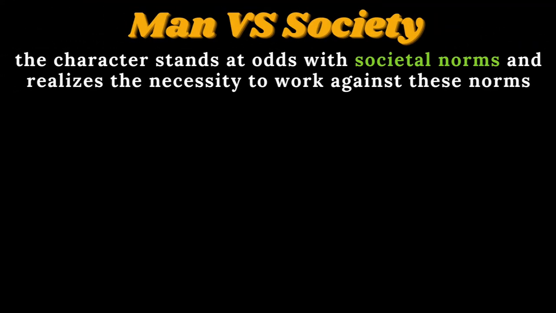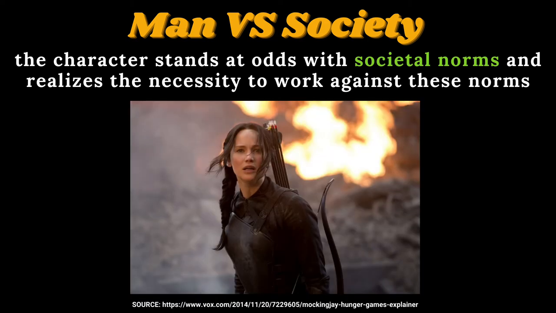The third one is man versus society. In this type of conflict, the character stands at odds with societal norms and realizes the necessity to work against these norms. Who would forget about Katniss Everdeen? Being the Mockingjay, or the symbol of revolution, started a call to stop the Hunger Games, which cost the lives of many young tributes.